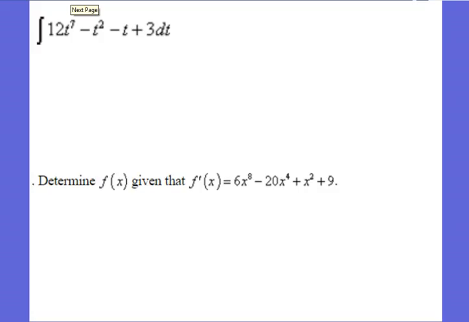Alright. I think this is my last one. Yeah. So, I have it. Why don't you try this one on your own? Try this one on your own. The integral of 12 t to the 7th minus t squared minus t plus 3 dt.